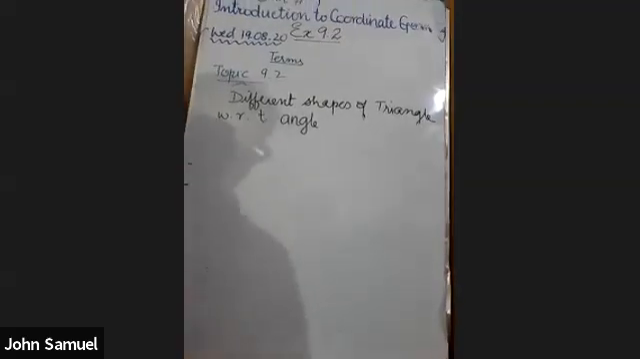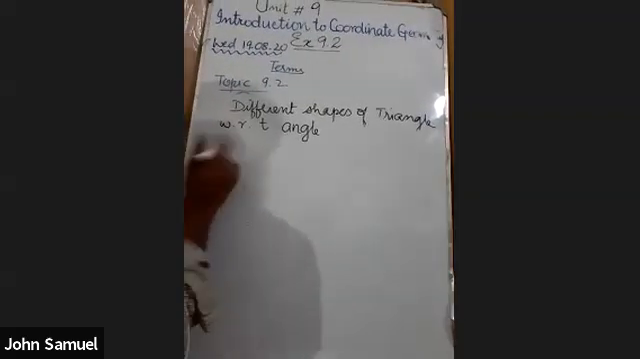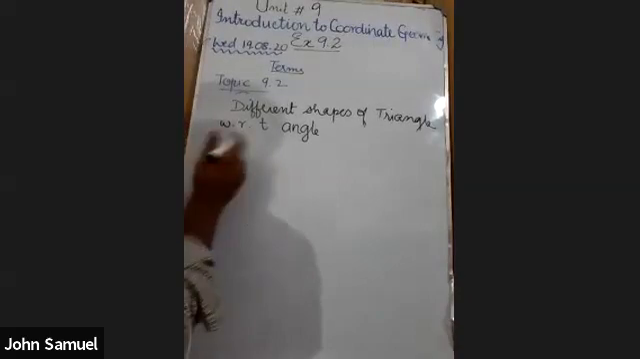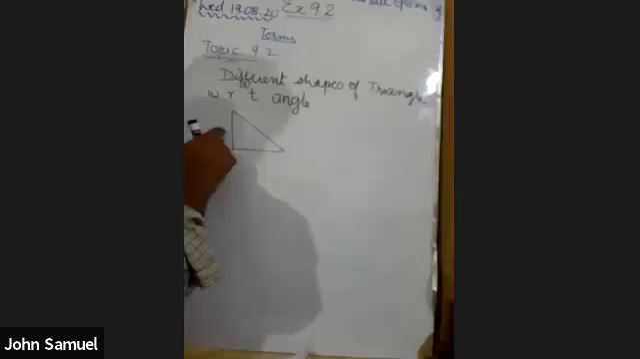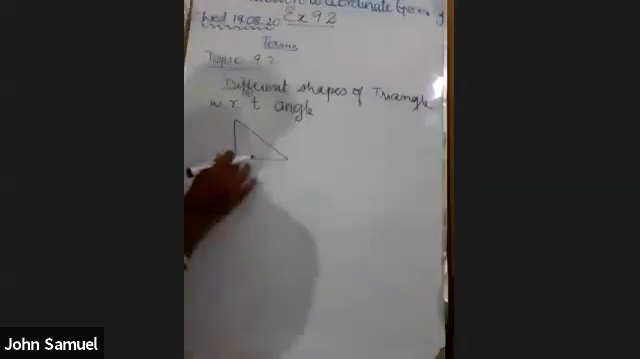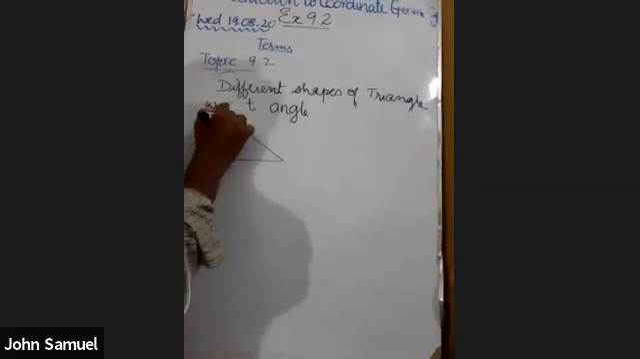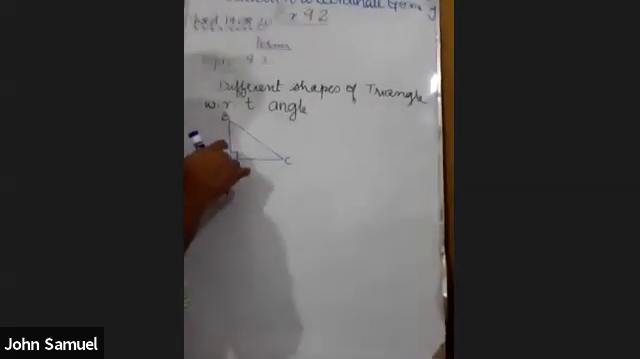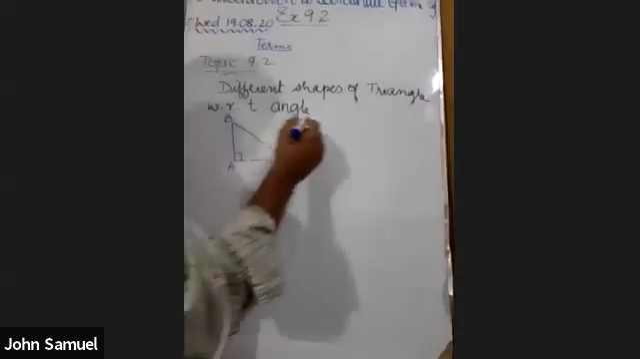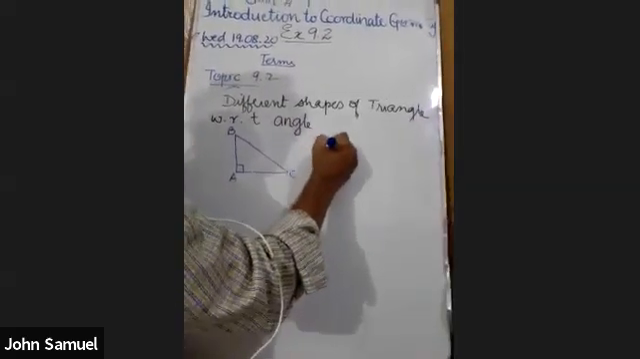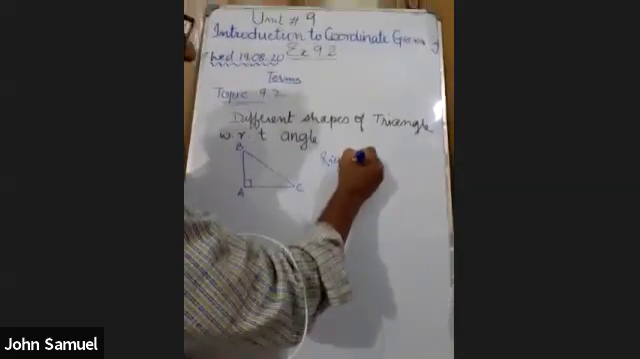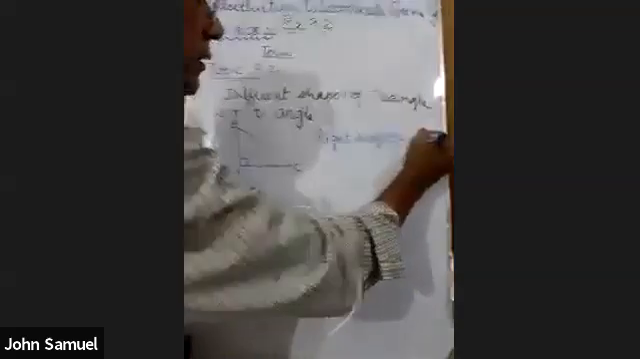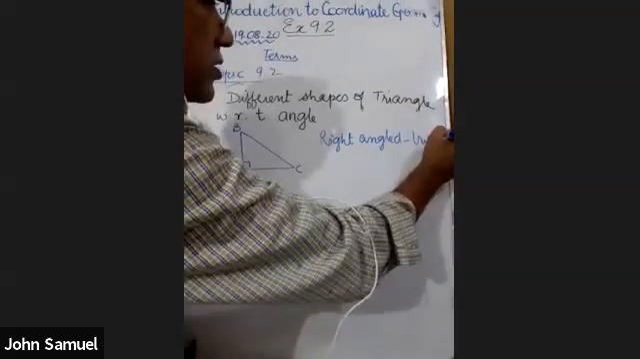Let's do the first one. Look at this triangle. This triangle has three sides, and we can label it for our convenience as A, B, C. Now look at this: this triangle has one angle of 90 degrees. When one angle is 90 degrees, then we say it is a right angled triangle.